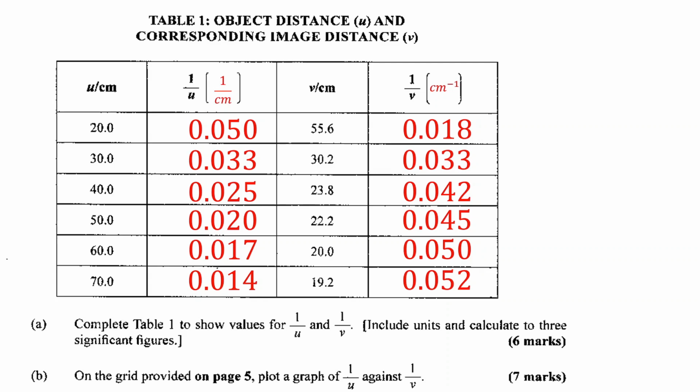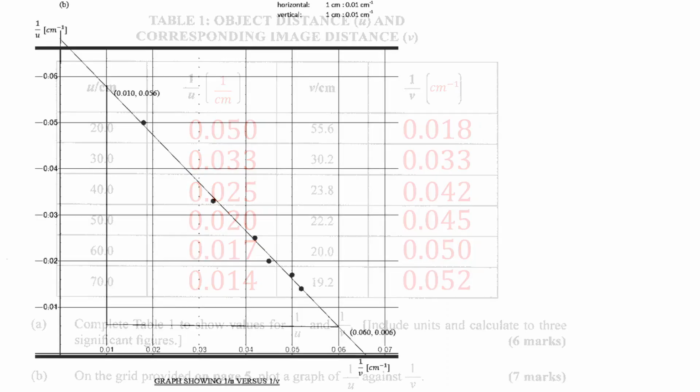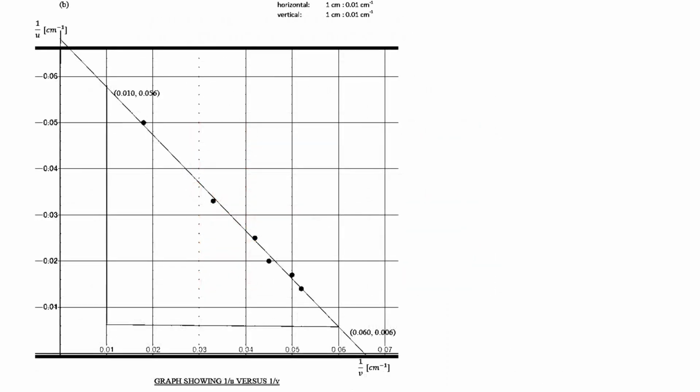So, you're to then plot those values and your graph would look like this. The breakdown of the 7 points is as follows. You'll get 1 point for choosing a suitable scale. Please make sure that you state your scale.